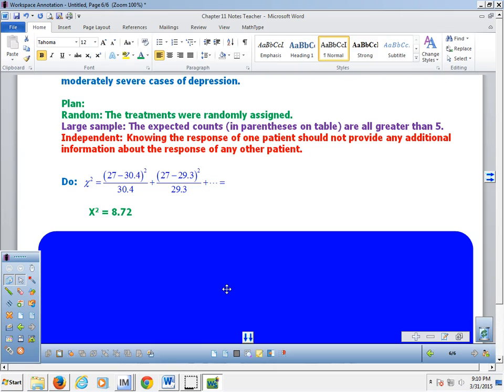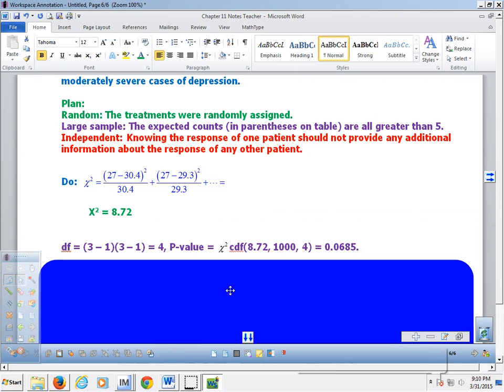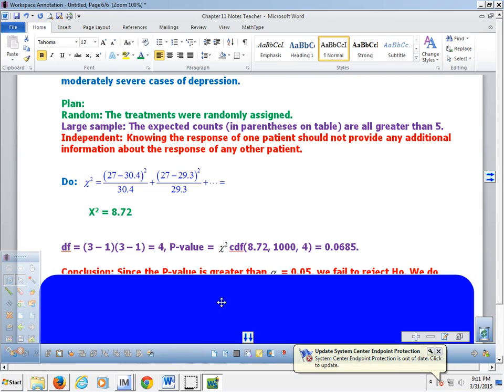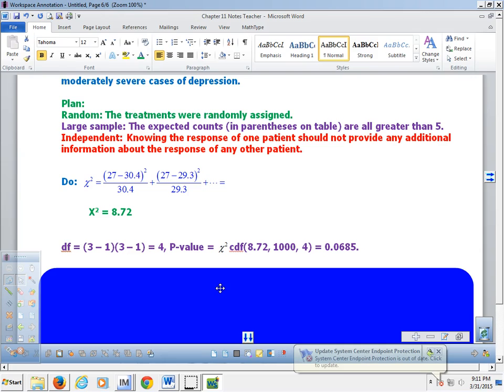So we write down our chi-squared statistic, it's 8.72. We write down our degrees of freedom of 4, our p-value of 0.0685, which you don't have to do chi-squared CDF. Certainly can if you want to. Now that you have the chi-squared statistic, we can review that at another time. But we already have our p-value from our calculator, right? And so our conclusion, 0.0685 is definitely bigger than 0.05. So we're going to fail to reject here.